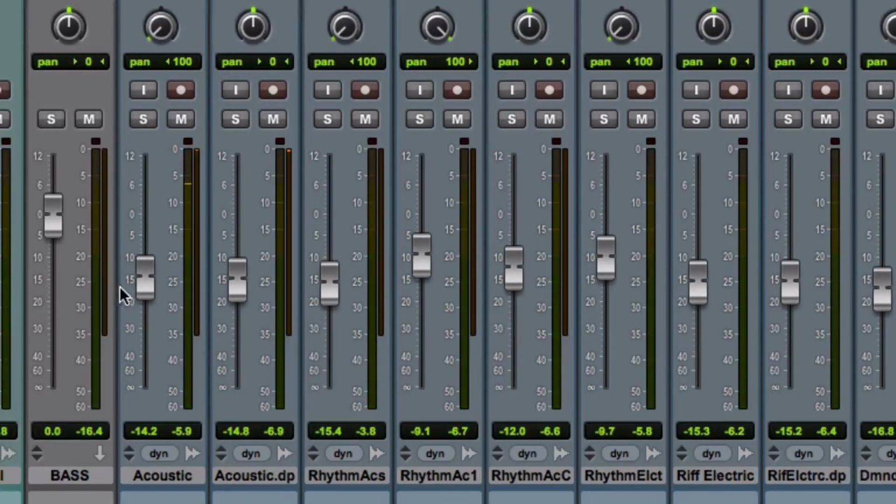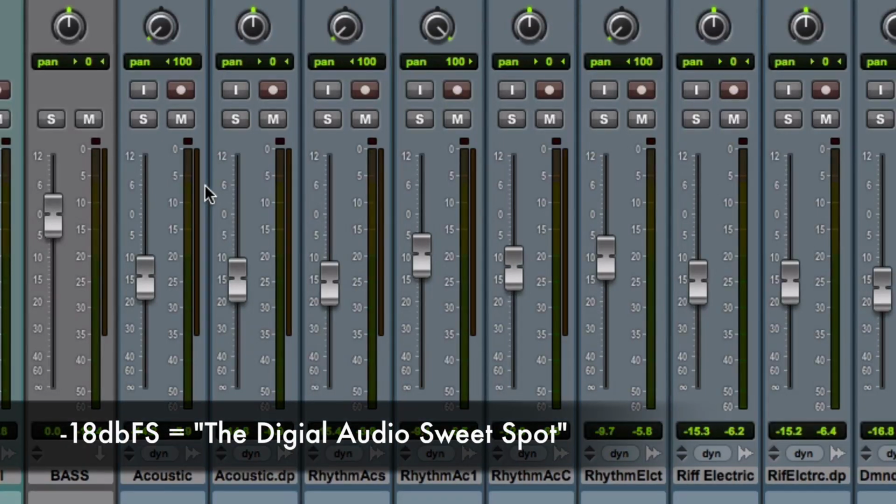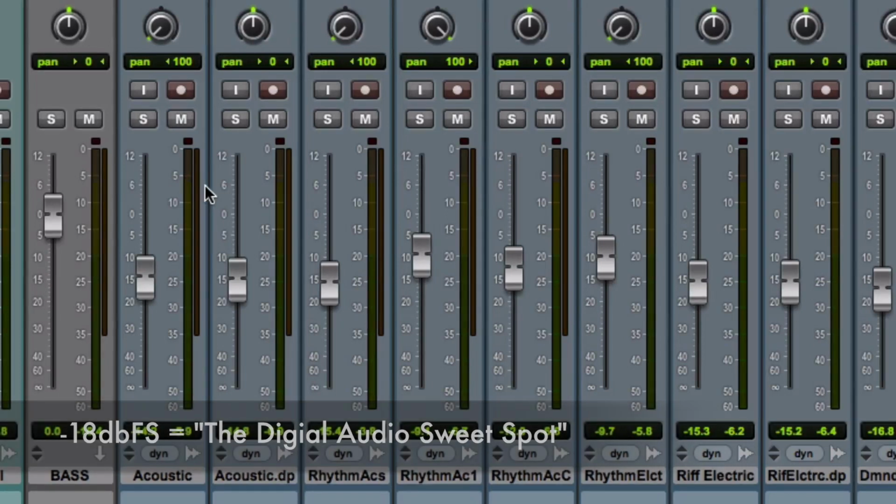And you're going to notice my meters hover around halfway up to about 75% of the way up for their average volume. And there is a reason why. There is a digital audio sweet spot, and it is minus 18 dBFS for the average volume. What does that mean? Let me show you.